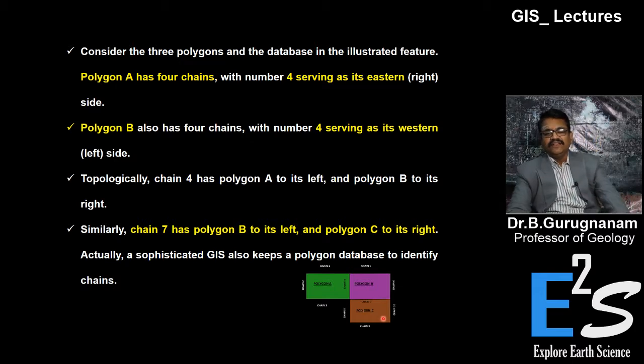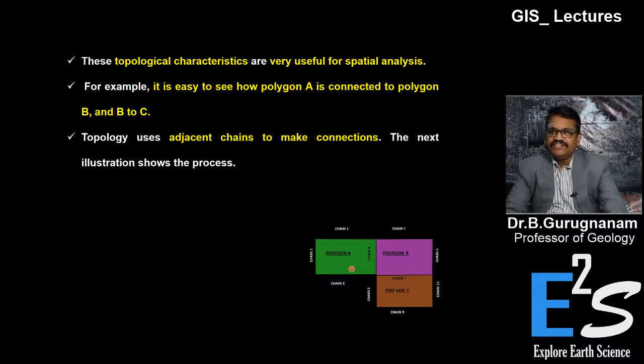Normally, a sophisticated GIS also keeps a polygon database with identity and chains. These topological characteristics are very useful for spatial analysis. It is easy to see if you look at a diagram or a figure, and it is very easy for us to understand. But assume that there are hundreds of polygons and hundreds of lines. If you want to establish a network, only the system can do it. With that, you will put a number of questions to the system, which in no time will give answers to us for further analysis.